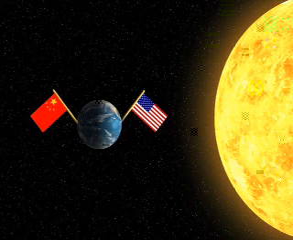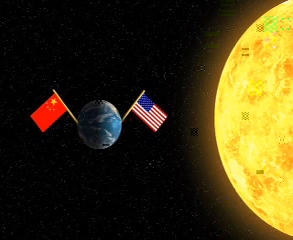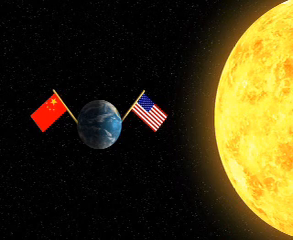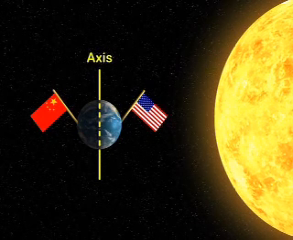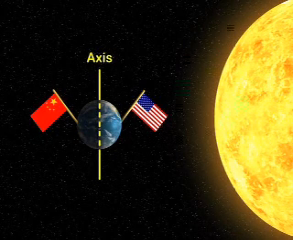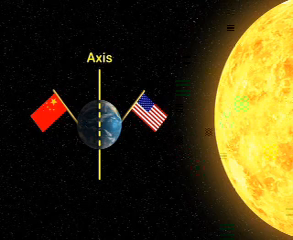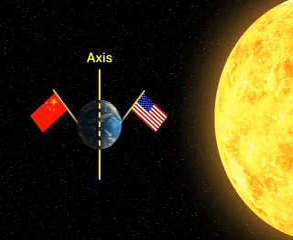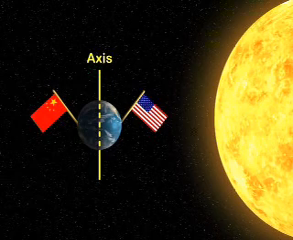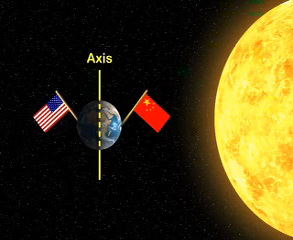Earth rotates, or spins, on its axis once every 24 hours. The axis is the imaginary line that runs through the center of our planet from the North Pole to the South Pole. Because of Earth's rotation, only half of the planet is facing the sun at any time. So when we are facing the sun, it is daytime. And when we are facing away from the sun, it is nighttime.